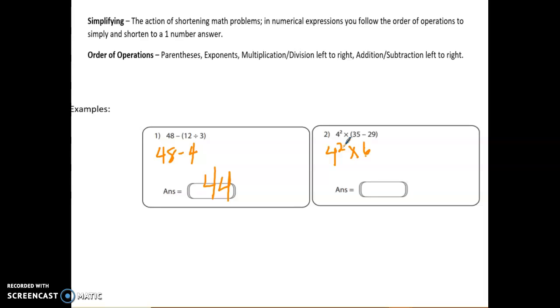And again, you can use a calculator to simplify that. And 4 squared would give you the answer of 16. Then we have times 6. So not as familiar of a multiplication problem, so you could get out a calculator and say 16 times 6 and find your answer of 96.